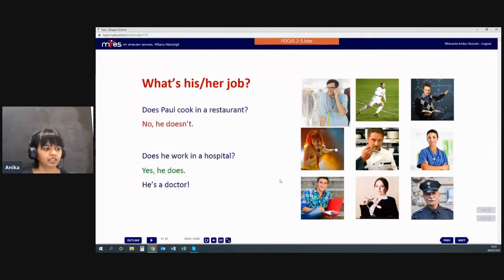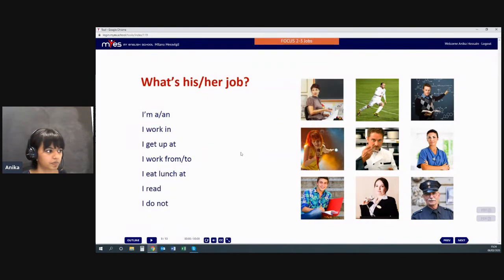If I were to ask, does she teach in a school? Your answer would be, no, she doesn't. She is a singer. Okay, so I think the rest of the photos should be okay, so we are going to move forward.